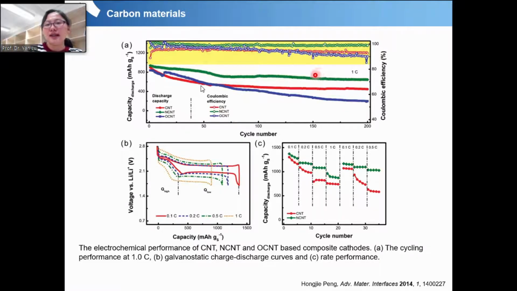And for the nitrogen-doped carbon, as they showed already from the simulation, you can give additional physical confinement, but also additional chemical affinity, so strong binding to the polysulfide. That's why they show better performance compared to that of non-doped carbon nanotubes.